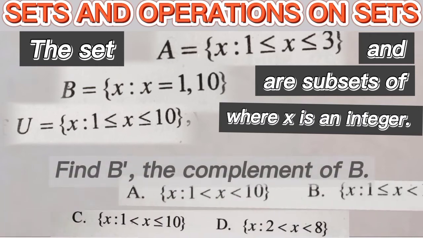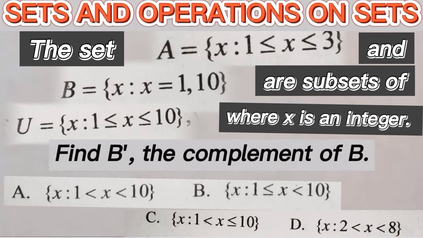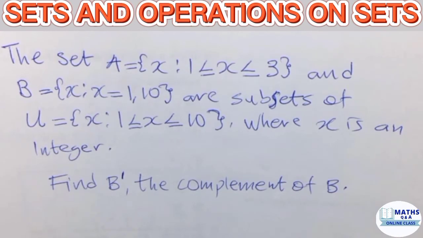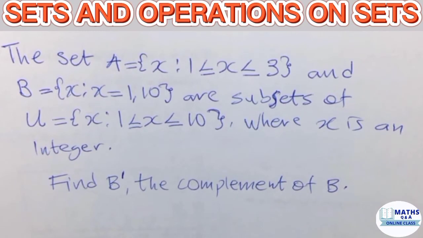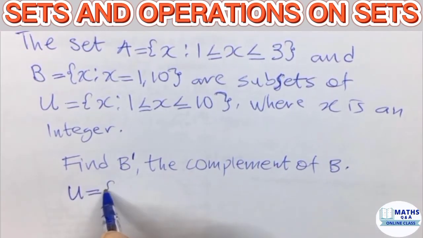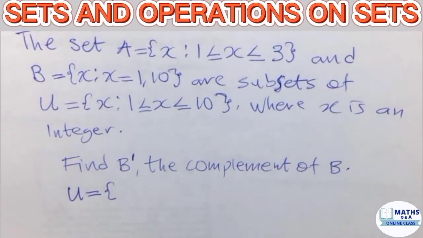We have to find the complement of B. So the first thing that we have to do is to list the elements in the universal set, since we already know the elements in the set B already. So the first thing, let's tackle the universal set. We want to list the elements in the universal set from 1 ending at 10.